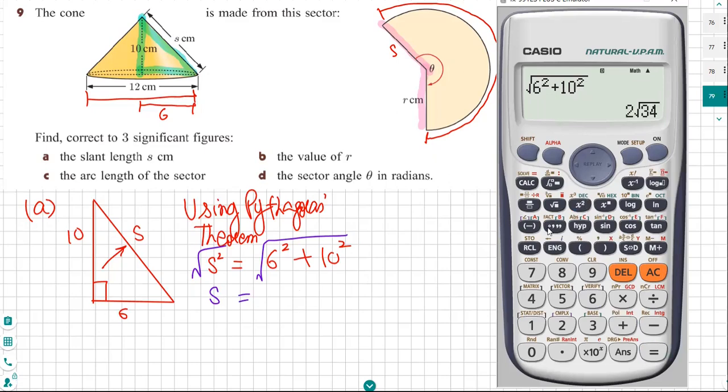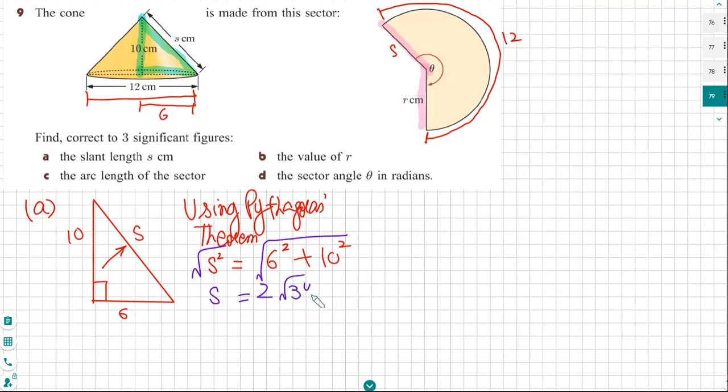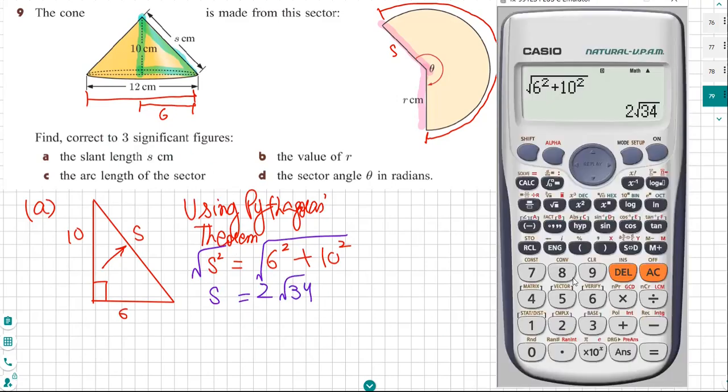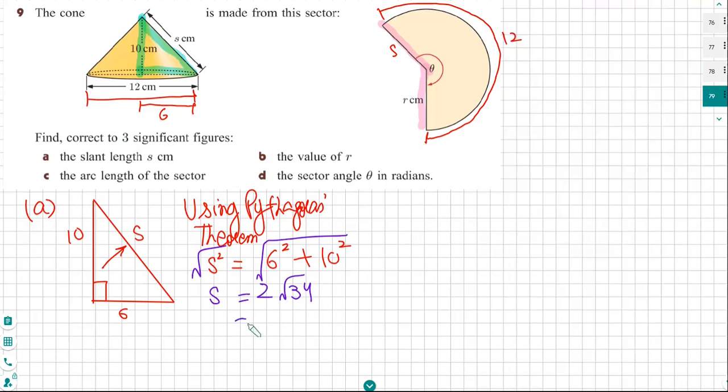and we get 2 times square root 34. The answer must be in 3 significant figures, so it must be converted to decimal. I'm pressing this button. It is 11.6619. The answer must be in 3 significant figures, so only the first 3 digits should be taken, right? So 11.7. This 6 will be incremented by 1 because of the 6 after it. So 11.7 centimeters will be the value S, approximate value.